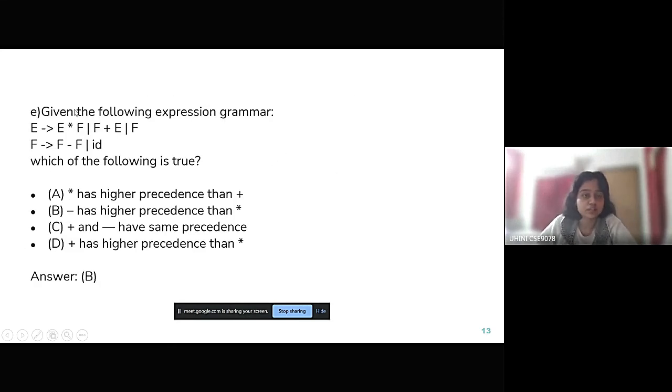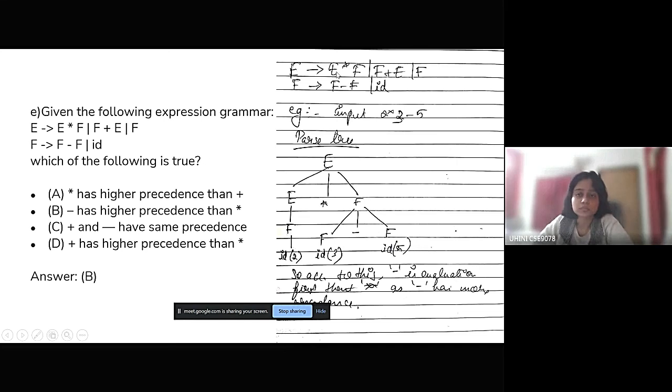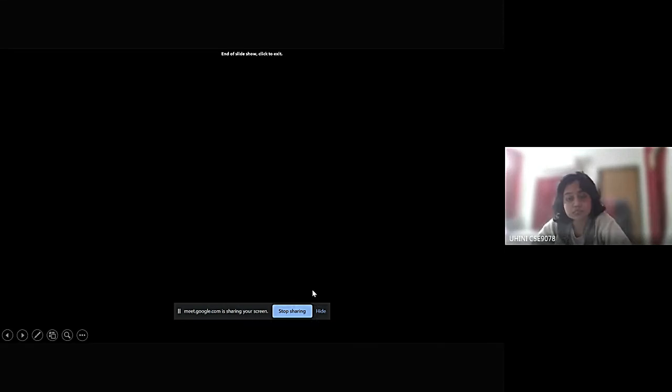The next example is given, this is an expression grammar, where E has some rules and F has some rules. The options are according to the precedence, and the answer is B, which is that minus has higher precedence than the star. This is the working of the problem, where I've taken an example, that is 2 into 3 minus 5, and have drawn a parse tree according to the given rules, where as shown, E into F comes first and then comes F minus F. So as it is a bottom-up parser, it will start from here, this one has higher precedence, so this will be evaluated first, then it will move on to the star one. Very good.